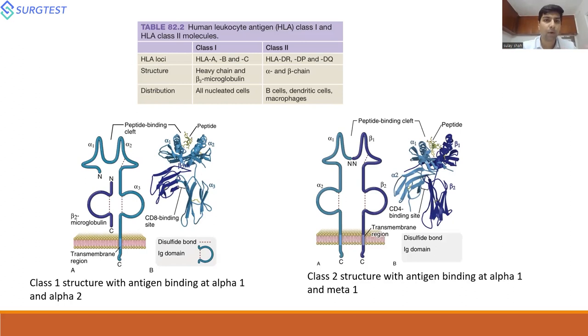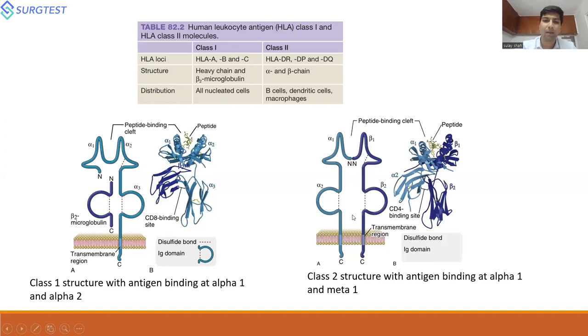Class 1 is HLA-A, B, C, and class 2 is HLA-DR, DP, DQ, as everyone knows. A small point I wanted to make with this slide is that the class 1 structure includes alpha 1, alpha 2, and alpha 3 with beta 2 microglobulin, while class 2 has alpha 1 and alpha 2 and beta 1 and beta 2.